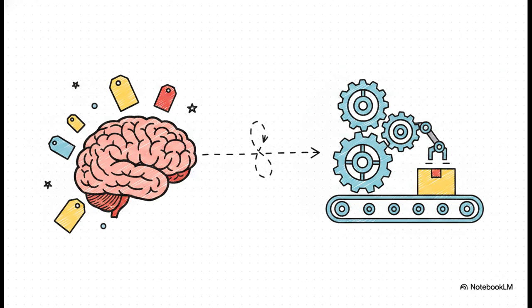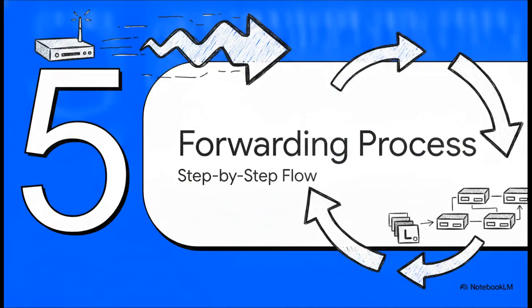The LFIB is the primary operational table. So when a packet comes flying into the router at lightning speed, the router checks the LFIB so it knows instantly what action, pop, swap, or push, it needs to take. Okay, final stretch. Section 5, the forwarding process. Let's walk through the step-by-step flow.